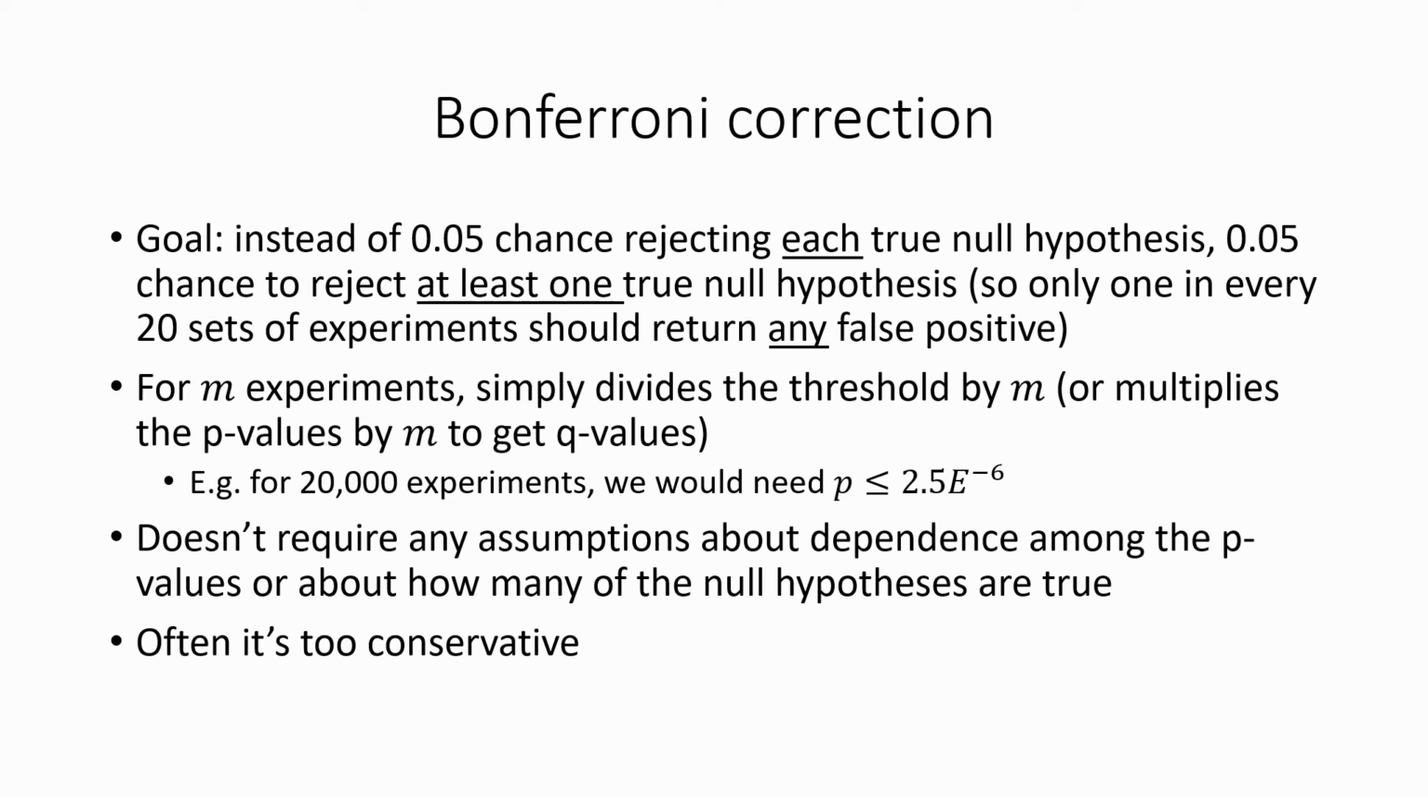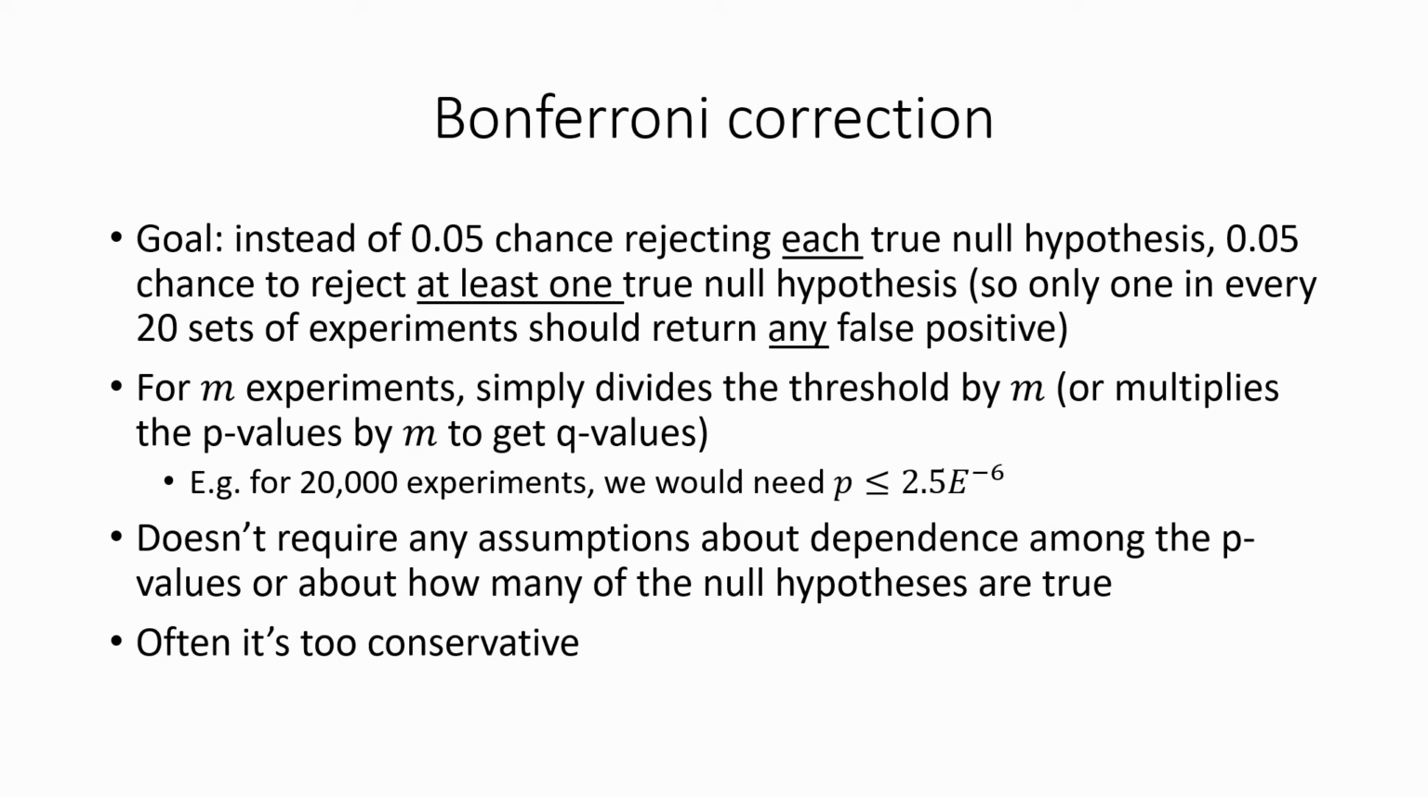Okay, so let's start with the Bonferroni correction. The idea here is that instead of taking the 0.05 chance to reject each true null hypothesis, we take the same threshold to reject at least one true null hypothesis, okay? So instead of having a 5% chance of rejecting each one of the hypotheses, we have a 5% chance to reject any false positive across the entire set. So only 1 in every 20 sets of experiments should return any false positive. Okay, and I hope you can appreciate how powerful it is.